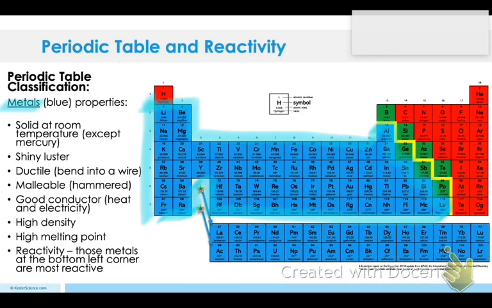All right, metals are solid at room temperature. They have a shiny luster. They're ductile, which means they bend into a wire. They're malleable, so they can be hammered. They're good conductors of heat and electricity. They have a high density, a high melting point, and reactivity. So those metals in the bottom left corner are the most reactive. Go ahead and pause here if you're still writing.